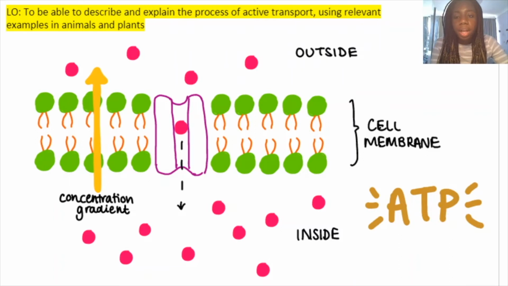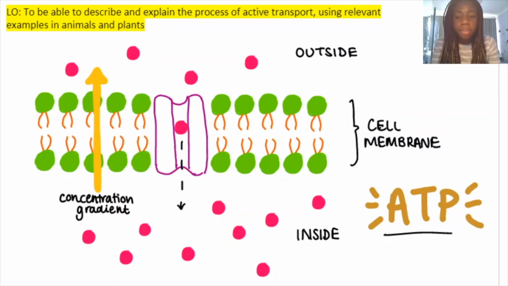So, as we know, active transport is the movement of dissolved molecules into or out of a cell through the cell membrane from a region of lower concentration to a region of higher concentration. So, in active transport, the particles move against the concentration gradient using energy in the form of ATP, which is released during respiration.